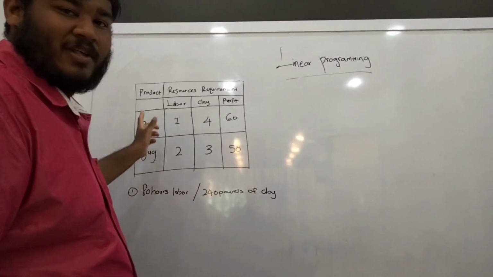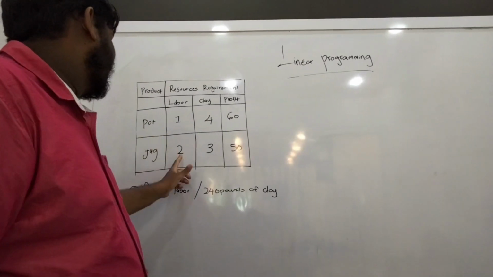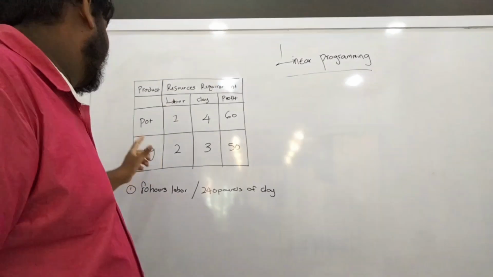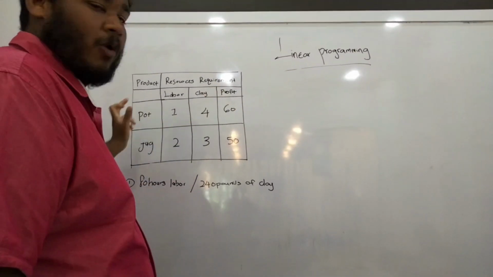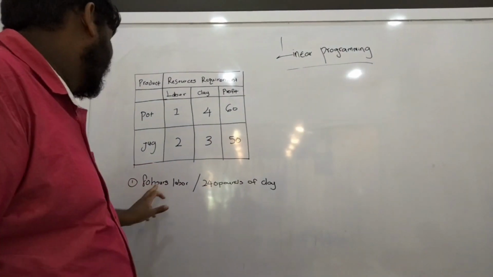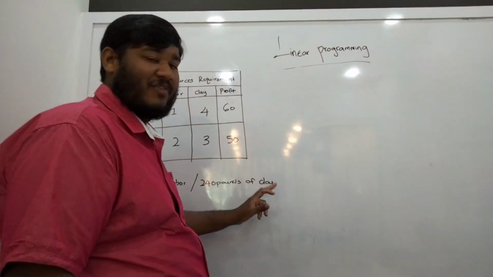The labor of pot is 1. The labor of jug is 2. The clay for pot is 4. The clay for jug is 3. The profit of pot is 60 and the profit of jug is 50. The labor available is 80 hours and 240 pounds of clay.